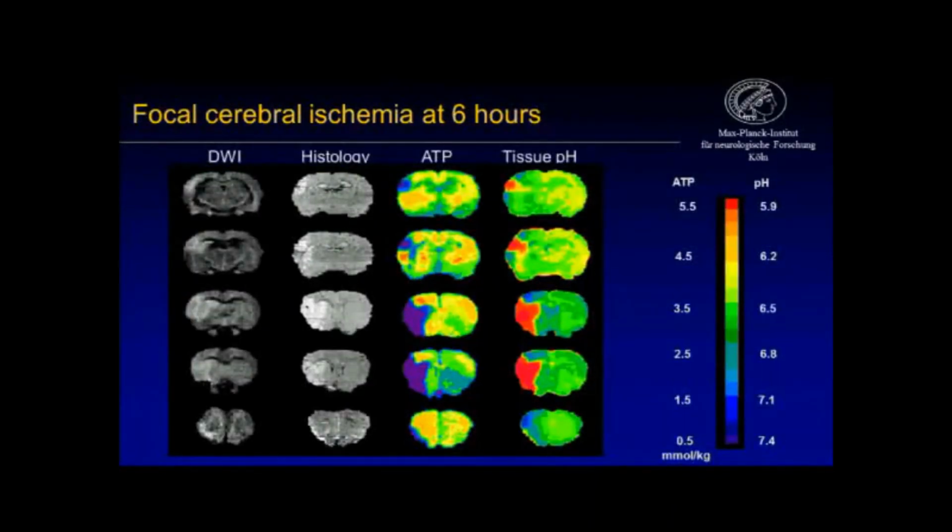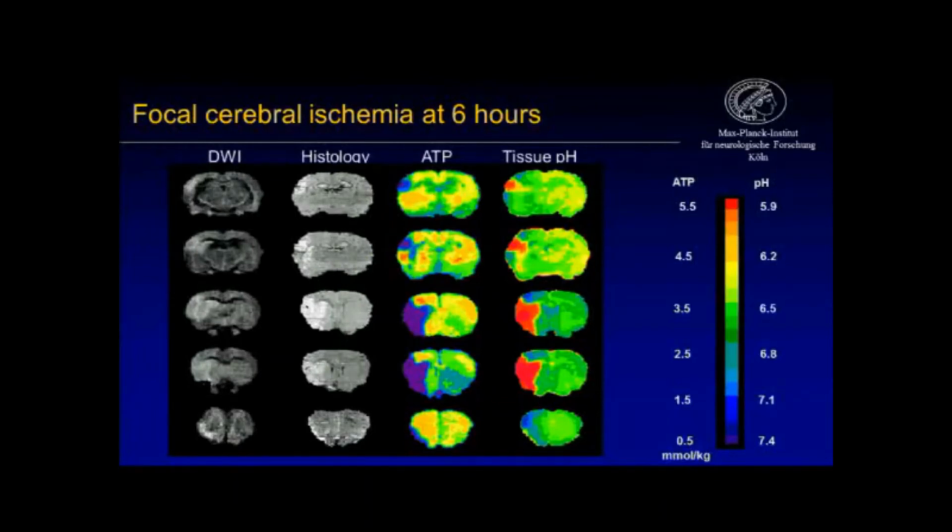This is shown here. Now we have a diffusion-weighted image, but basically the same situation. Again, after 6 hours, you see here in hyperintense the affected lesion on the diffusion-weighted image. Directly following this in vivo experiment, you do the histology. Again, you see the paleness of the tissue sections in a good correlation with the diffusion-weighted imaging.